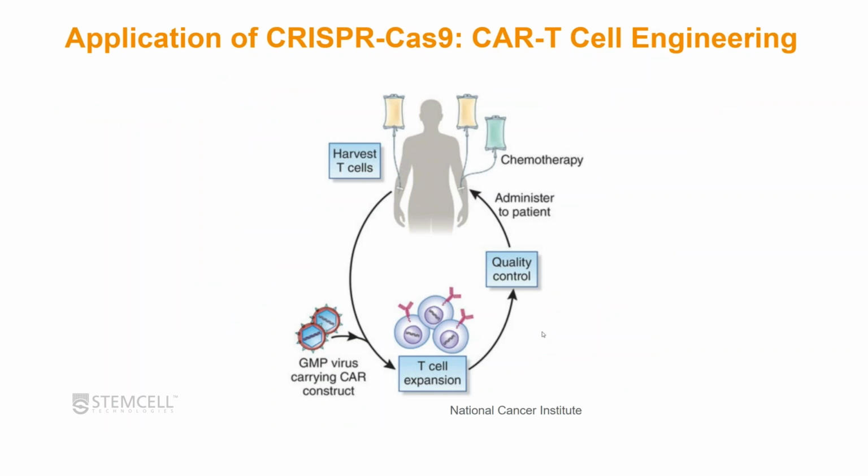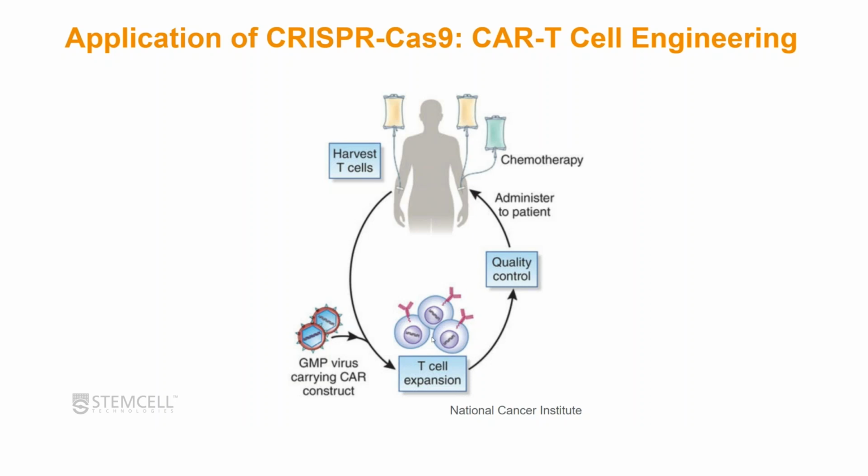So a very exciting area of application for CRISPR-Cas9 in the immune cell space is to engineer chimeric antigen receptor T cells for cancer immunotherapy. And so traditionally, how CAR T cell engineering has worked is that you harvest T cells from a patient. You then transduce those cells with a virus that harbors the CAR construct, which will then be randomly integrated into the genome, and then you'll have T cells that express that CAR.